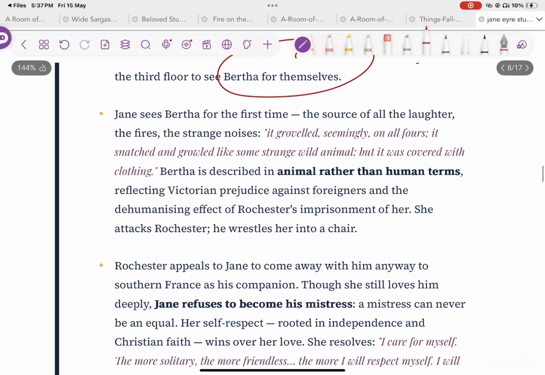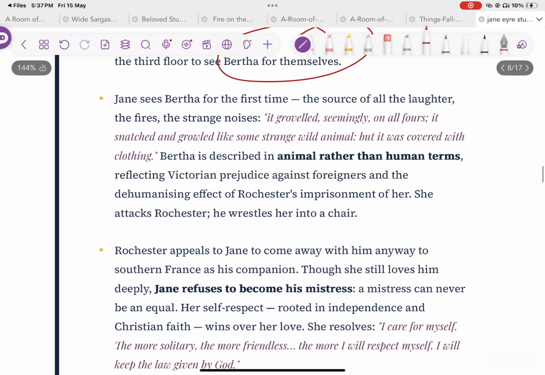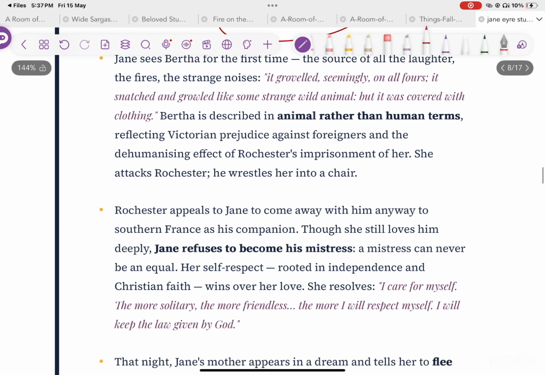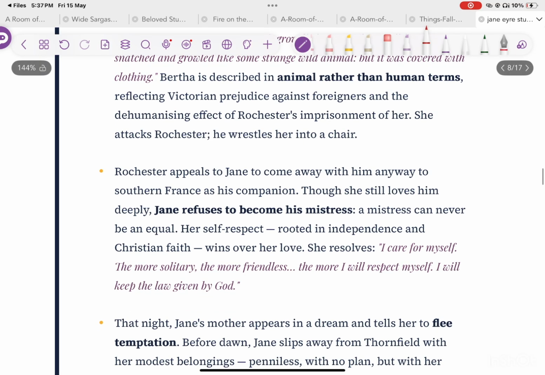Bertha is described in animal rather than human terms, reflecting Victorian prejudice against foreigners and the dehumanizing effect of Rochester's imprisonment on her. She attacks Rochester, he wrestles her into the chair. फिर बर्था मेसन रोचेस्टर पे अटैक कर देती है, फिर वो बहुत मुशक्कत के बाद उसको वो चेयर पे डालता है.